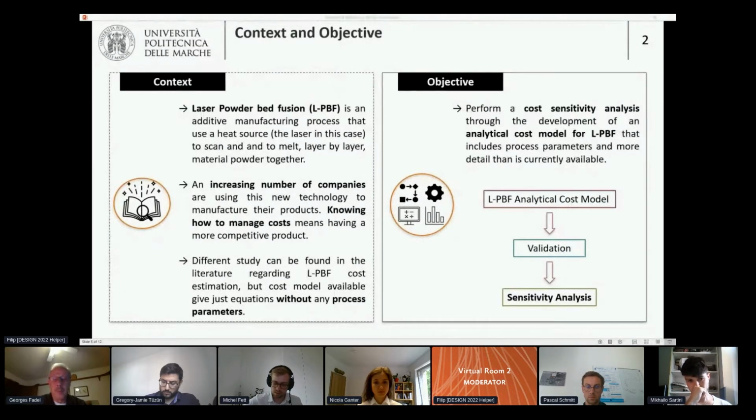Different studies can be found in literature regarding cost estimation of additive manufacturing technology and in detail laser powder bed fusion. Unfortunately, the cost models available just provide equations without any process parameters. The present work attempts to improve the existing cost model by developing an analytical cost model with further details than the ones available. Then, after its validation, the proposed cost model is used to perform a cost sensitivity analysis.